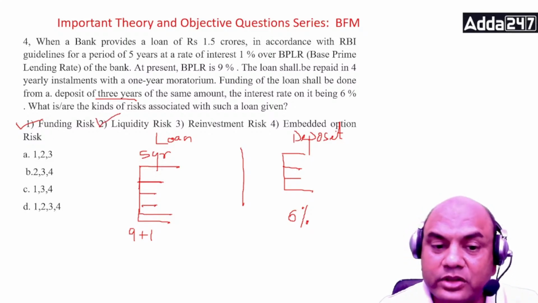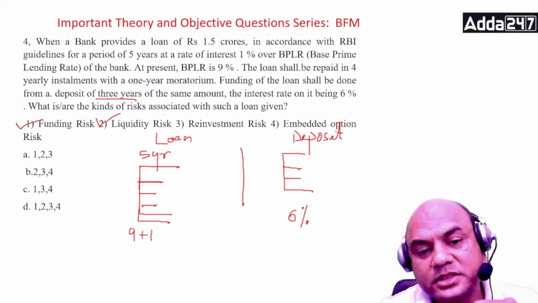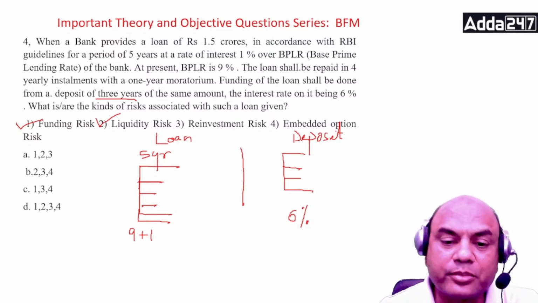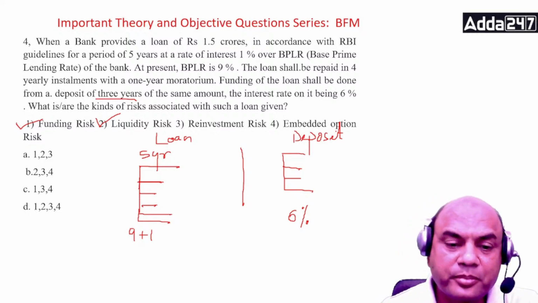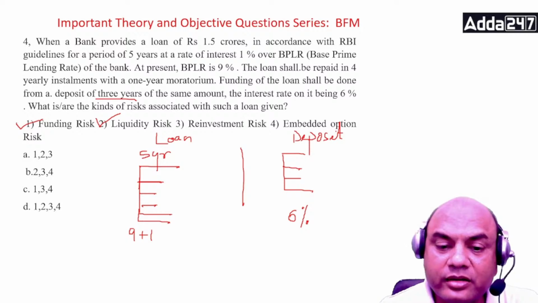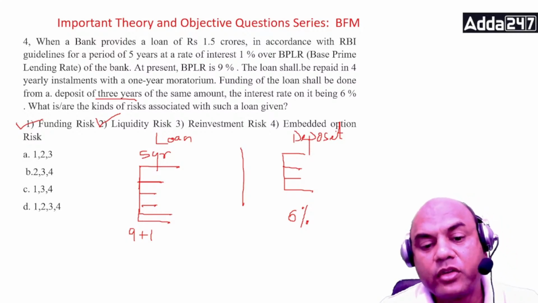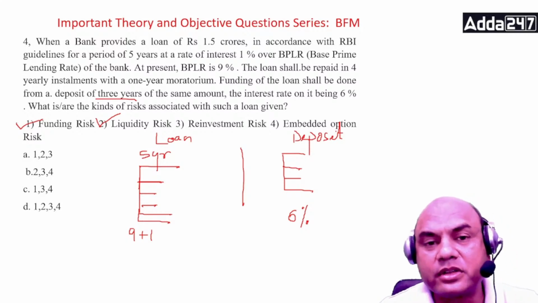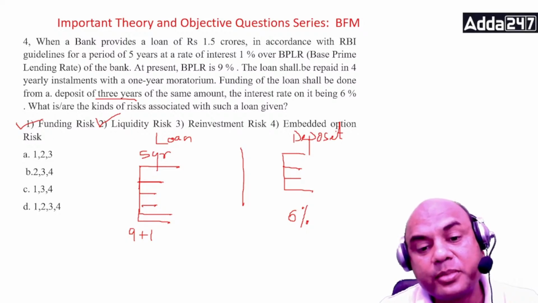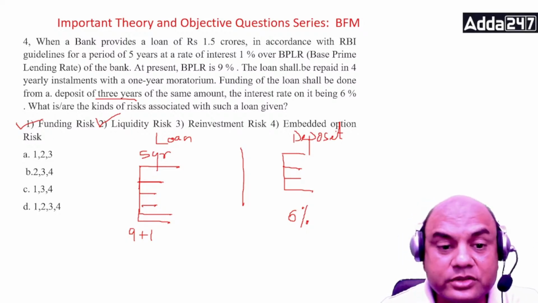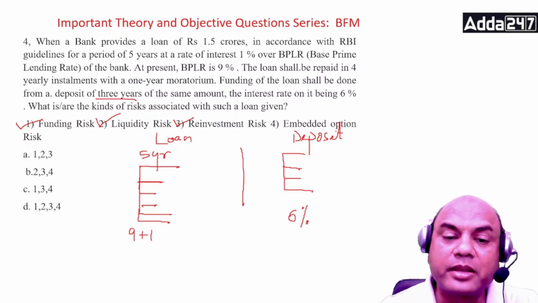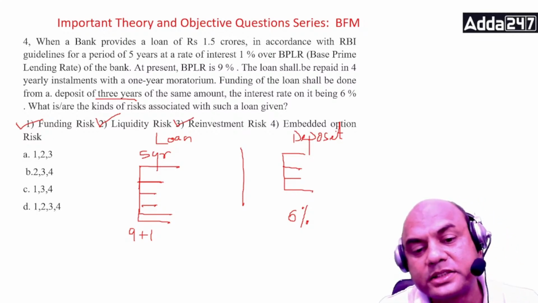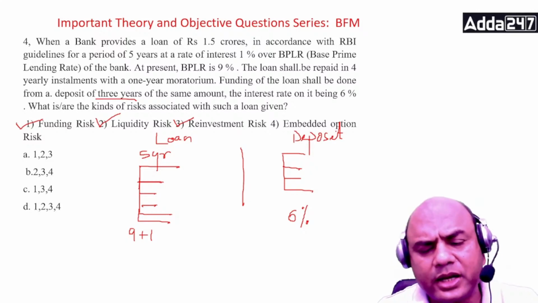Reinvestment risk will also be there. Reinvestment risk means, suppose I get this deposit at 6%, after the end of the 3 years, will I be able to get another deposit at the same rate, or will it be a higher rate? So that is also there. What is embedded option? An embedded option can be there in both the deposit as well as the loan. I'll tell you a simple example.